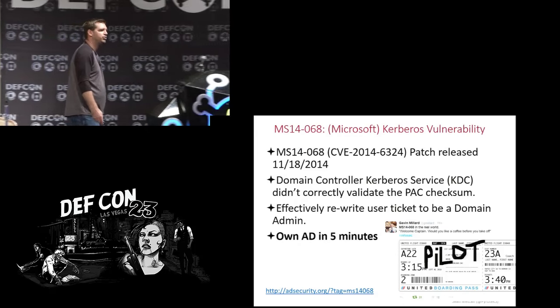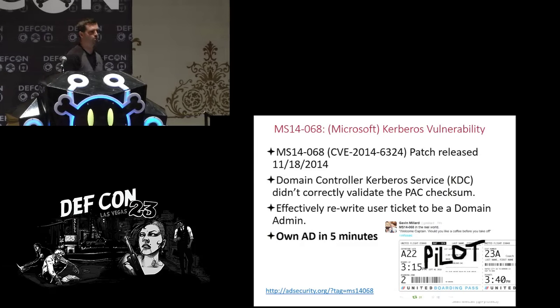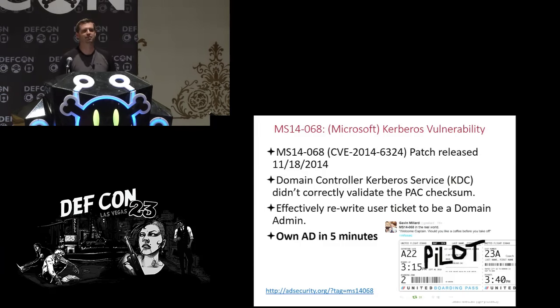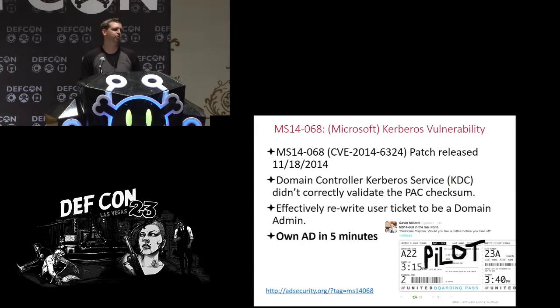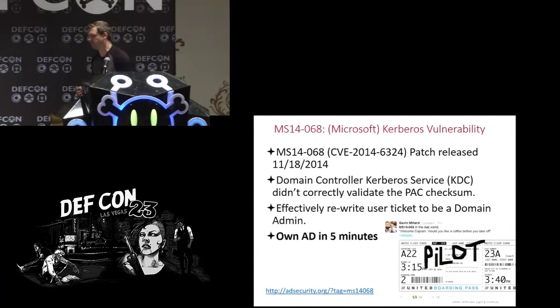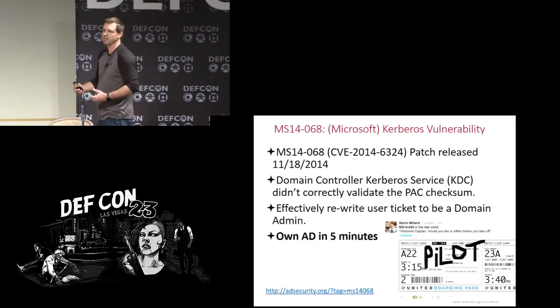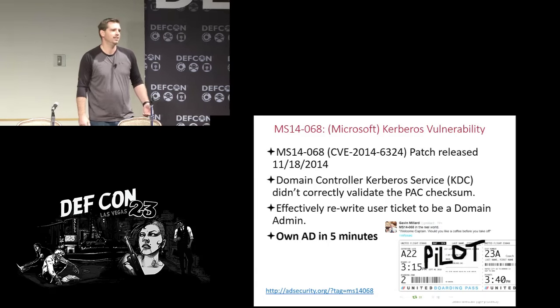In November of last year, Microsoft released an out-of-band patch for a serious Kerberos vulnerability in the way that the domain controller validated the PAC. Now, the PAC is the privileged attribute certificate. It's the way that the group membership information is stored within that Kerberos ticket. And so the domain controller wasn't actually properly validating this, meaning that an attacker could modify a ticket and say, I'm a domain admin, I'm an enterprise admin. That's kind of a problem.